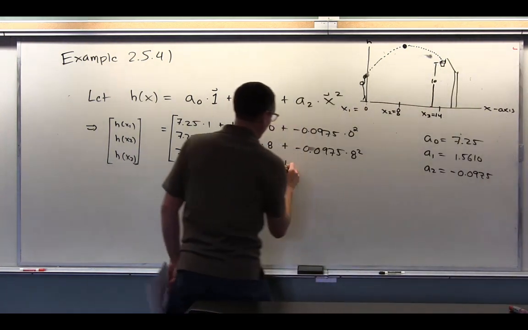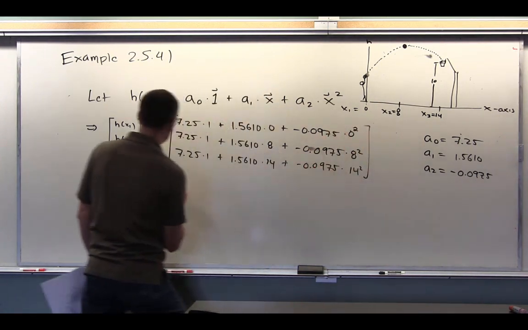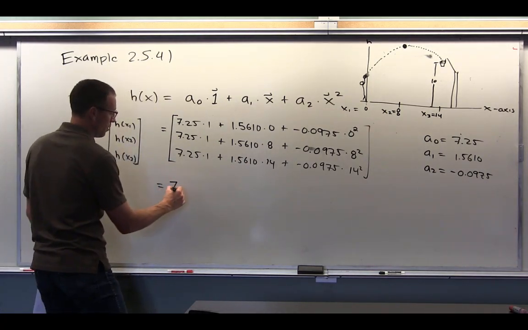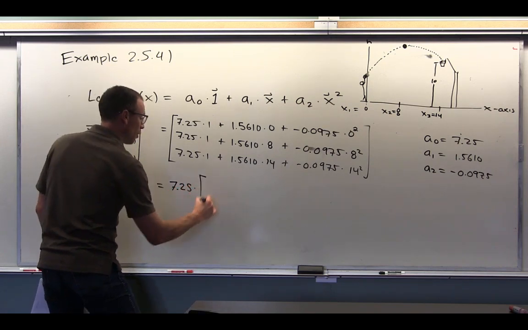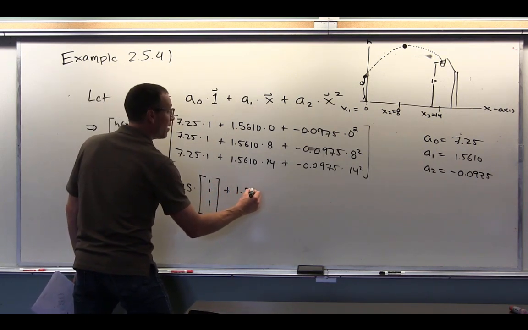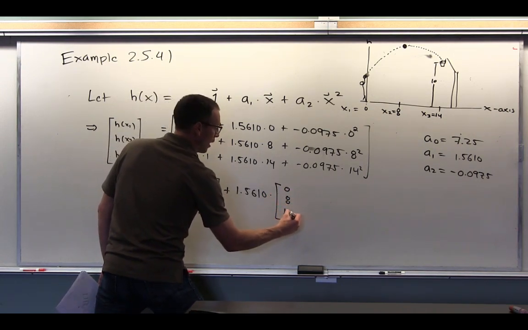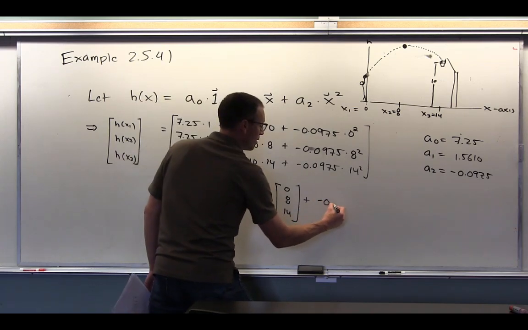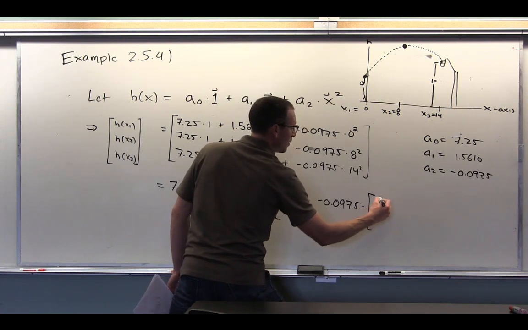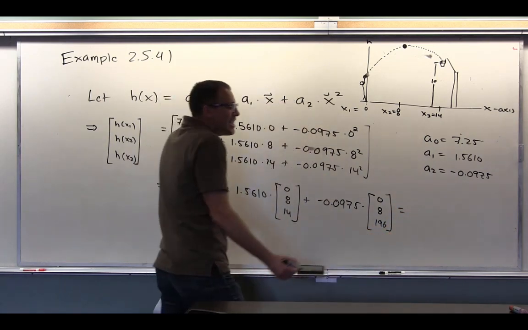Now we're doing 3 function evaluations simultaneously. Do you see scalar vector multiplication and vector addition? Can you skip right to it? 7.25 times what vector? The vector of 1s, plus 1.5610 perhaps times 8, 14, plus negative 0.075 times 0, 8, 196.